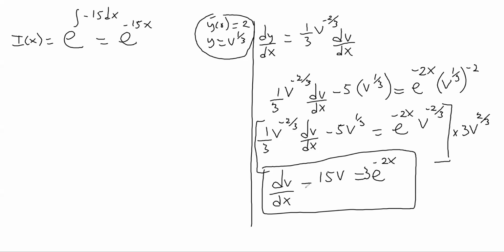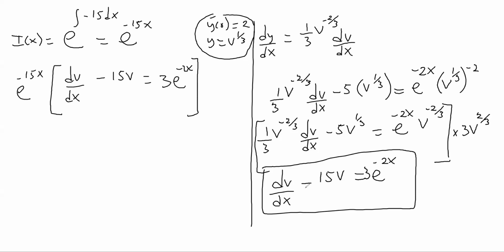So what I'm going to do now is multiply everything by this equation. dv by dx minus 15v will be equal to 3 e raised to the minus 2x. So if I multiply, I will have e raised to the minus 15x times dv by dx minus 15v, e raised to the minus 15x, will be equal to 3 e raised to the minus 15x times e raised to the minus 2x.